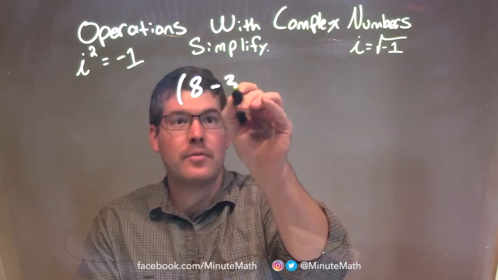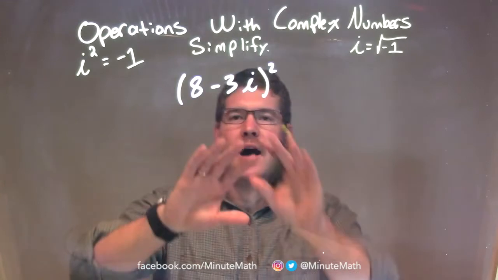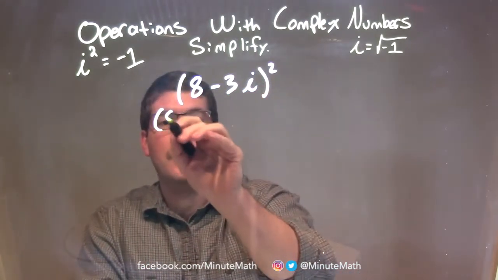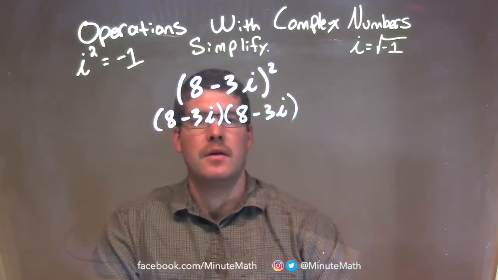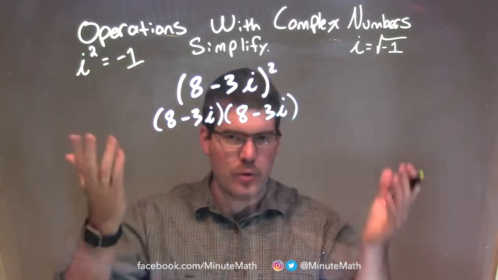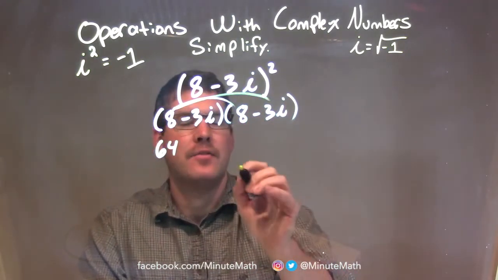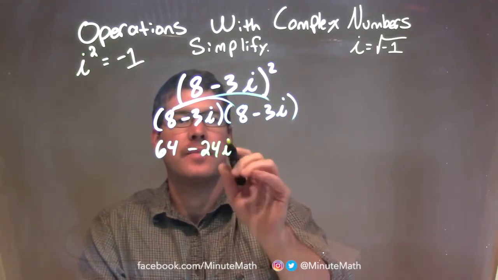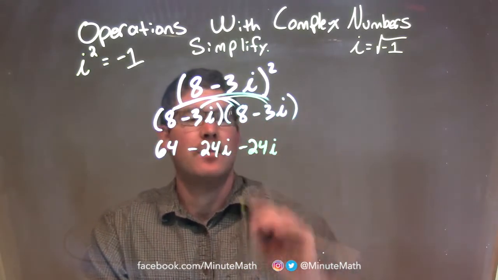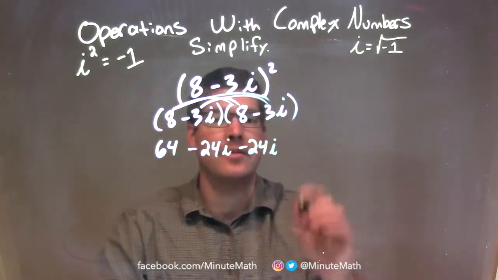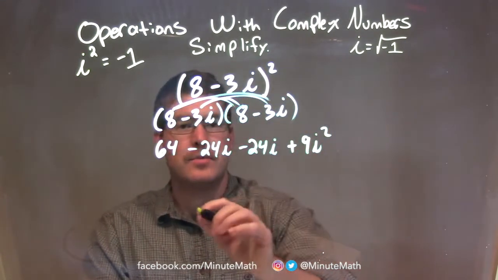8 minus 3i all squared. Well, when I see something like that all squared, I immediately write it out as both parts being multiplied: 8 minus 3i times 8 minus 3i. This allows me to better see how I have to, quote unquote, FOIL. 8 times 8 is 64, and 8 times a minus 3i is a minus 24i. Negative 3i times 8 is a negative 24i. And negative 3i times a negative 3i is a positive 9i squared.